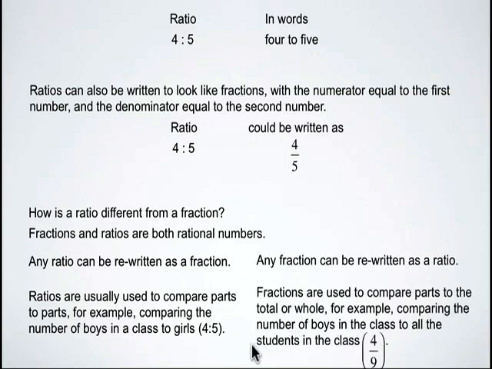So fractions are used to compare parts to the total or whole. So for example, comparing the number of boys in the class to all the students would be 4 compared to 9, 4/9. Because if there are 4 boys for every 5 girls, and we add that up, we get 9. So 4/9 of the class is boys.